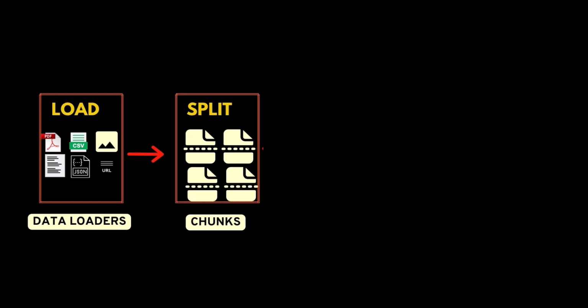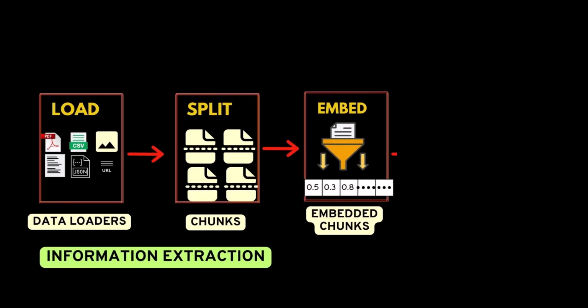Next step, chunking the documents. Once the documents are loaded, they are split into smaller chunks. And why? Because the LLMs have a token limit, they can't process huge documents in one go. So we split them into meaningful chunks that fit within model limits and preserve enough context to be used during retrieval. Then comes embedding. Once the documents are chunked, we need to embed them.